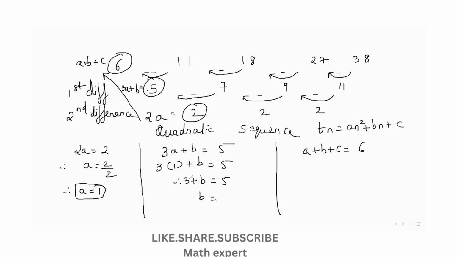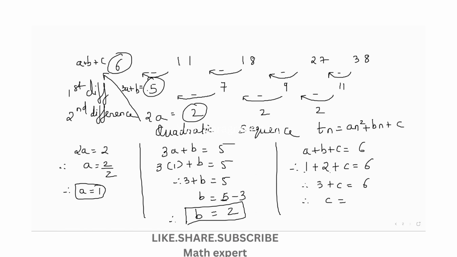To make b the subject, you shift 3 there. So 5 minus 3, that is 2. If you don't know how to solve the equation, you can watch my previous videos. Next, now that I have a and b, you have to find c. So substitute a as 1 over here, b as 2 over here, and c as it is. So 1 plus 2 is 3 plus c, which is 6. Therefore, c will be what? Shift 3. What is the sign of 3 before it? Plus. When you shift, it becomes negative. Therefore, c is 6 minus 3, which is 3.